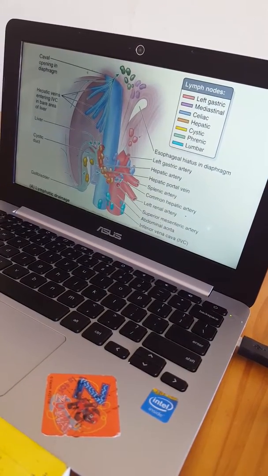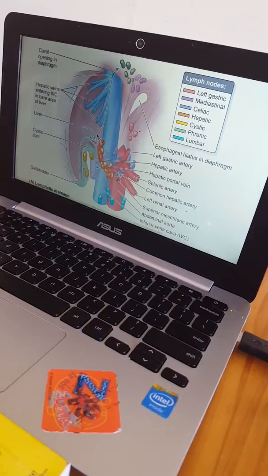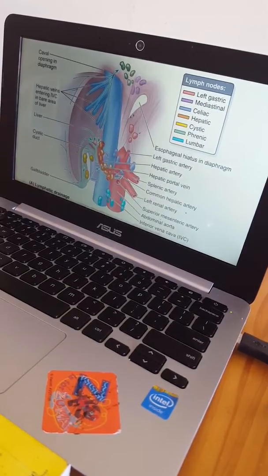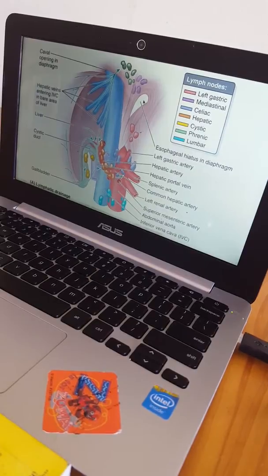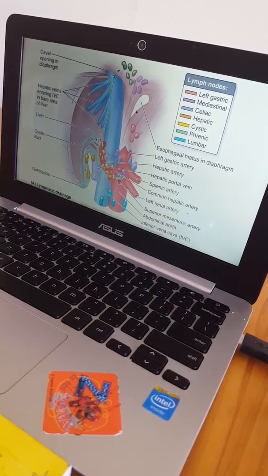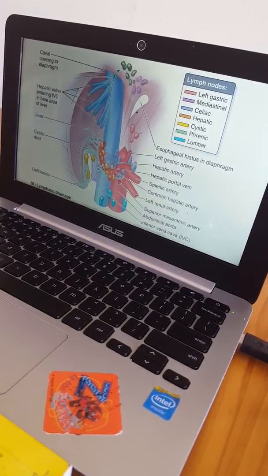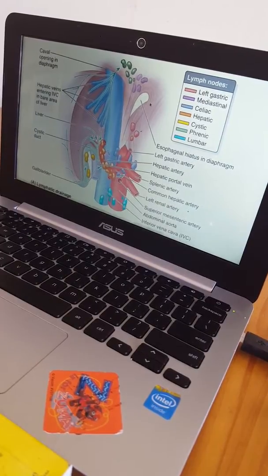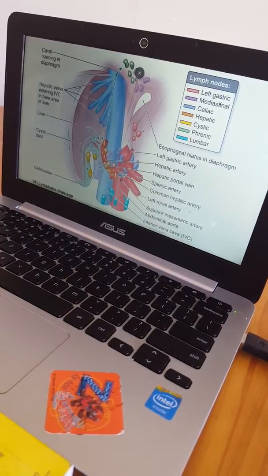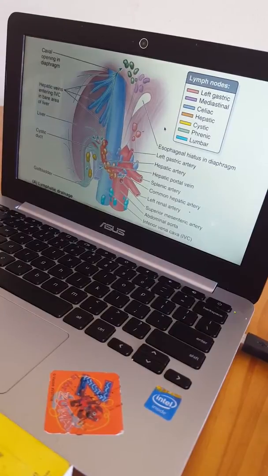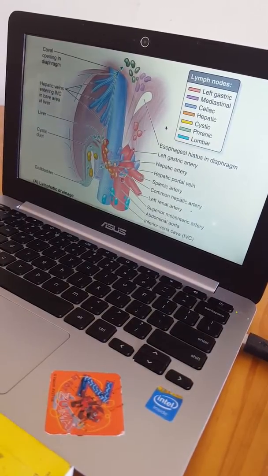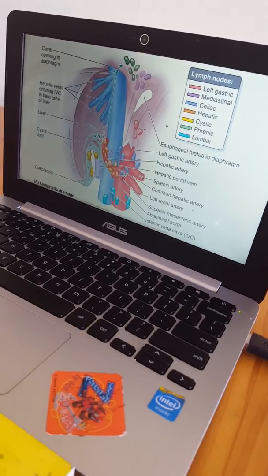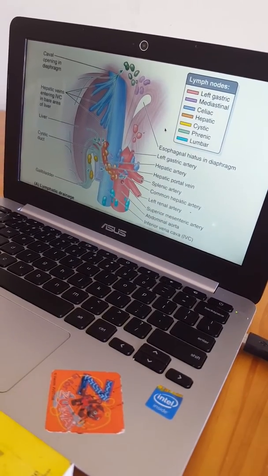So what happens if there is a liver disease? The back pressure of the blood causes swelling of the vessels here, and they rupture in the esophagus. These are varices, and when varices rupture, the bleeding comes as projectile vomiting, like vomiting blood. We call it hematemesis. Hemat means blood and emesis means vomiting. So it's a typical sign of liver disease.